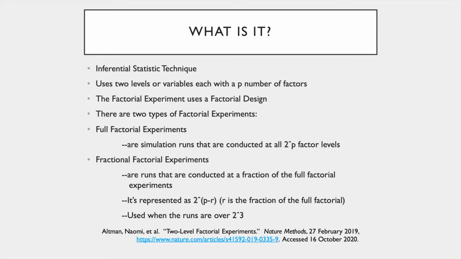A 2 to the p factorial experiment is an inferential statistic technique that uses a p number of factors, each at 2 levels, that allows one to look at as many factors and their effects with each other. There are 2 types of factorial experiments: full factorial experiments and fractional factorial experiments.